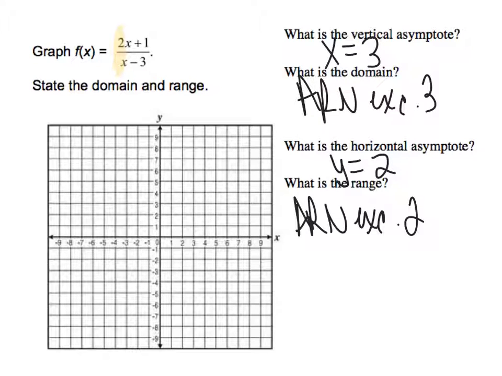So if we put in our vertical asymptote at 3, horizontal asymptote at 2, and then we're just going to put in the branches of our hyperbola in 1 and 3.